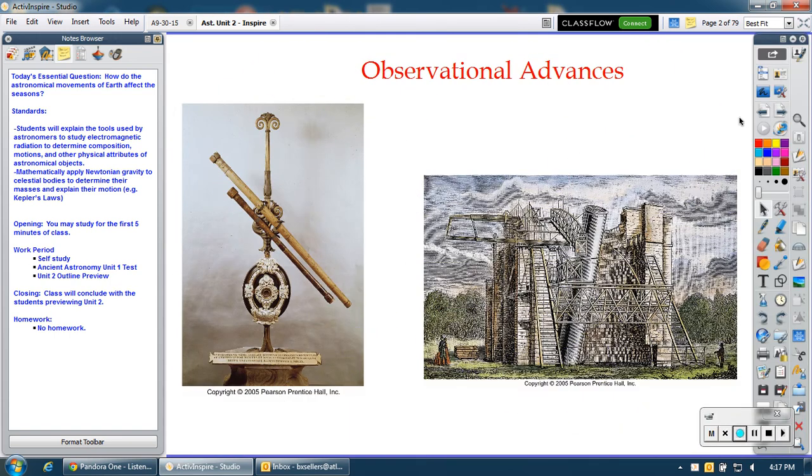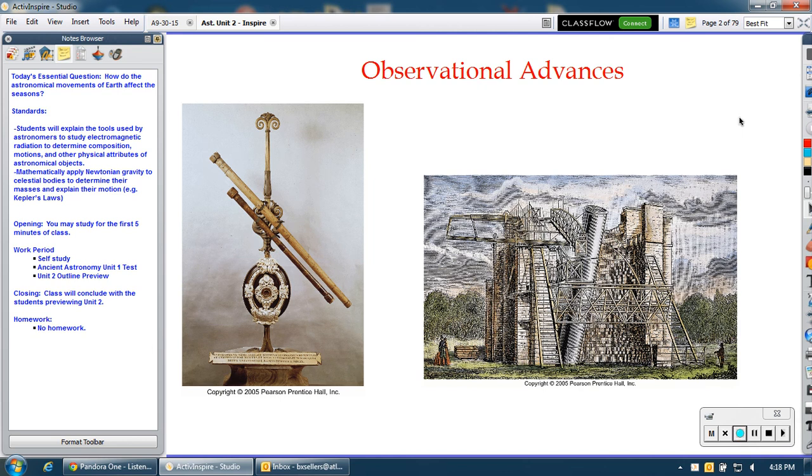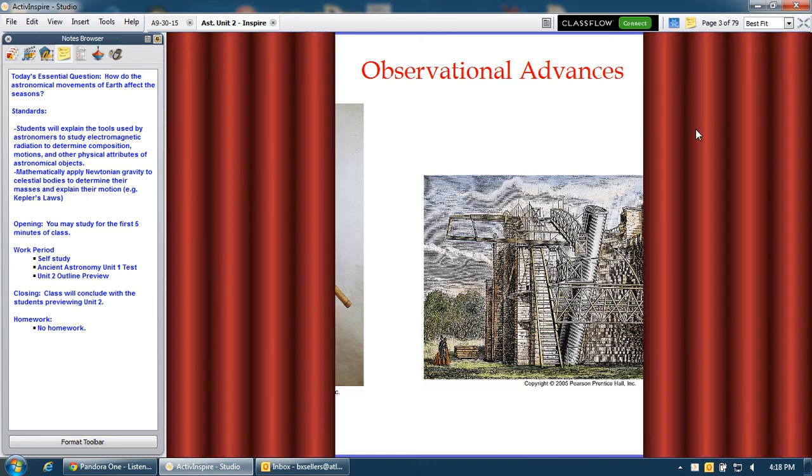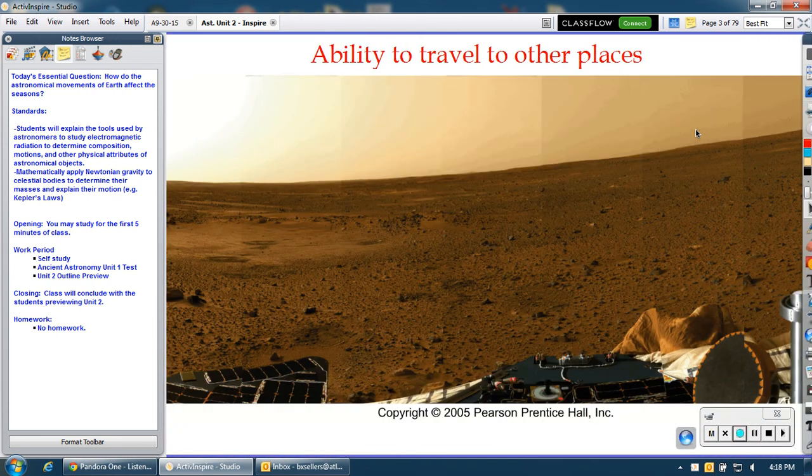So, how do we know so much about the solar system? Observational advances. The more technologically advanced we become, the more we learn about things, especially when it comes to space. Obviously, we used to use telescopes a lot, and we still do, but now we actually have the ability to travel to other places, at least nearby places like planets and moons and so forth.